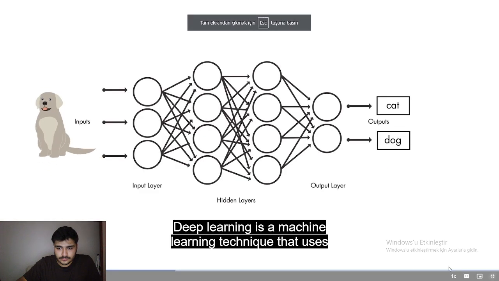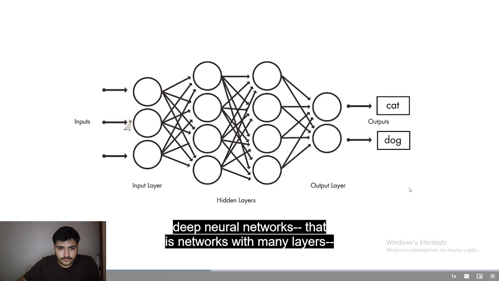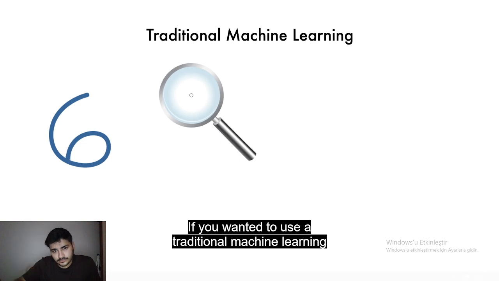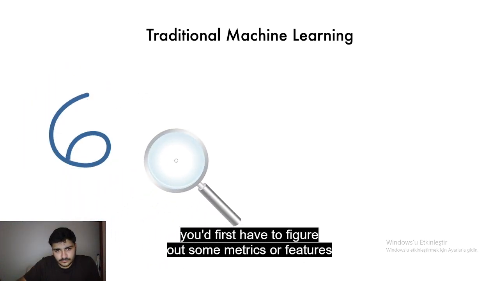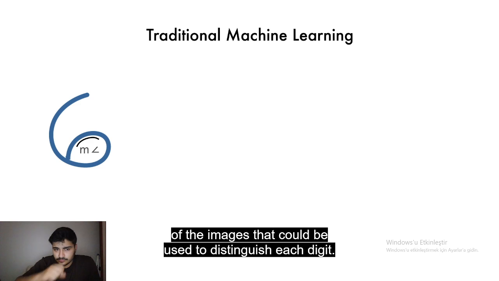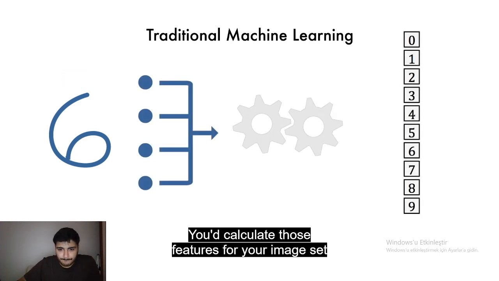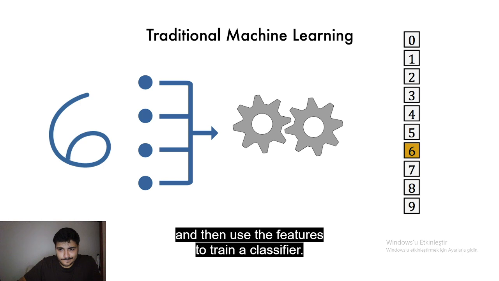You've probably heard a lot about deep learning, but what is it and what's all the hype about? Deep learning is a machine learning technique that uses deep neural networks, that is, networks with many layers, to make predictions. If you wanted to use a traditional machine learning method to, say, recognize handwritten digits, you'd first have to figure out some metrics, or features of the images, that could be used to distinguish each digit. You'd calculate those features for your image set and then use the features to train a classifier.